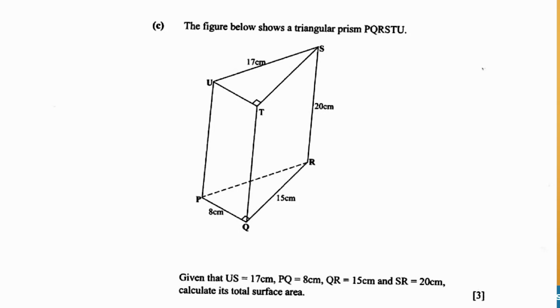Question 6C reads, the figure below shows a triangular prism, PQRSTU. There it is, as you can see from your screen. And we are told, given that US is 17 centimeter, PQ is 8 centimeter, QR is 15 centimeter, and SR is equal to 20 centimeter, calculate its total surface area.